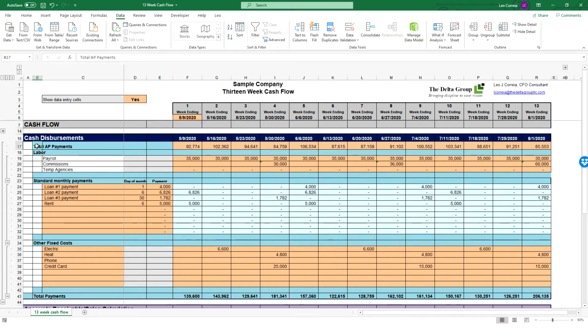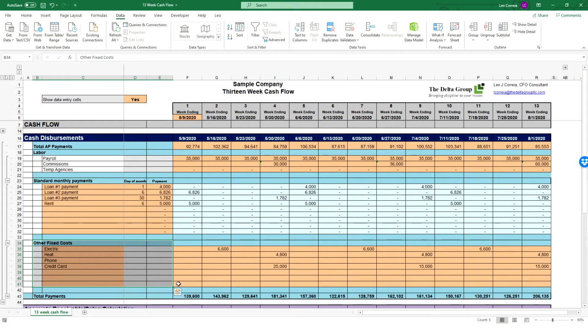They are your accounts payable payments, and we'll talk about how that works in a minute. We have a labor section. We have standard monthly payments. These are payments that are made on a specific day each month, and they're usually a fixed amount like a loan payment. And then we have other fixed expenses. They may come in at a particular time, they may have different due dates, and they also have variable balances.